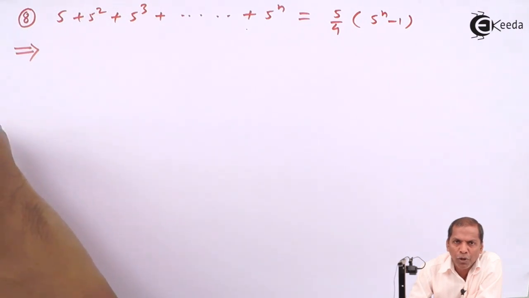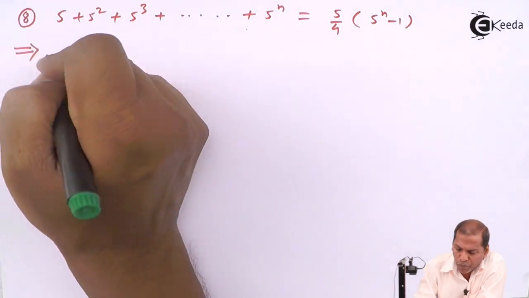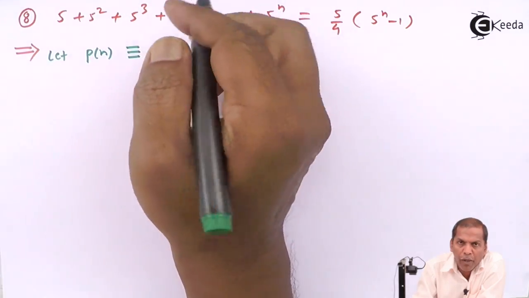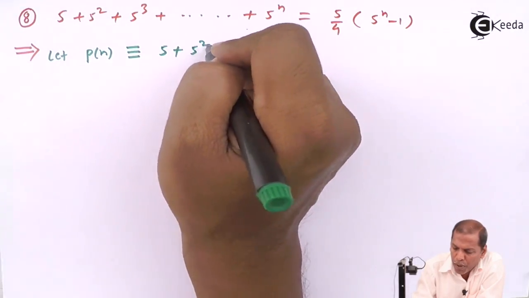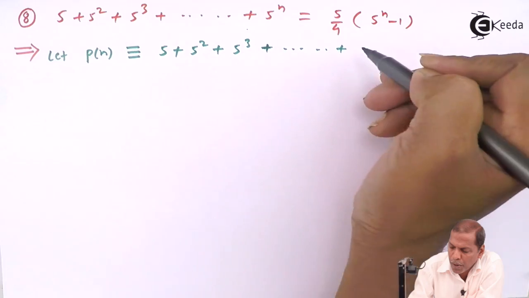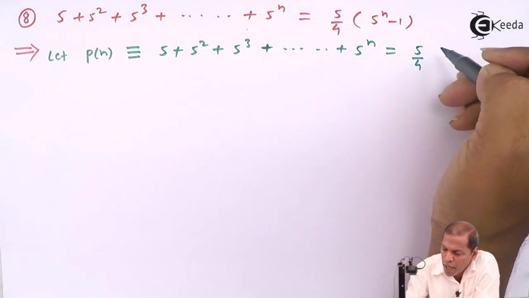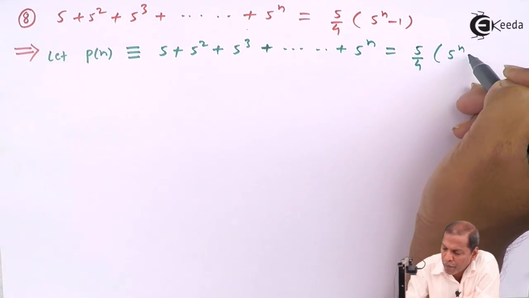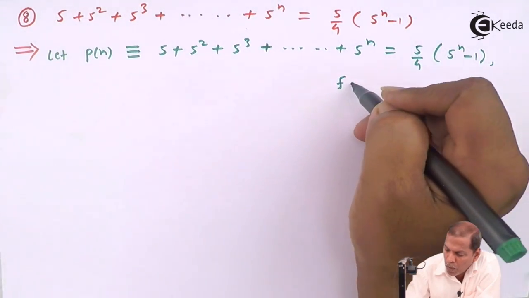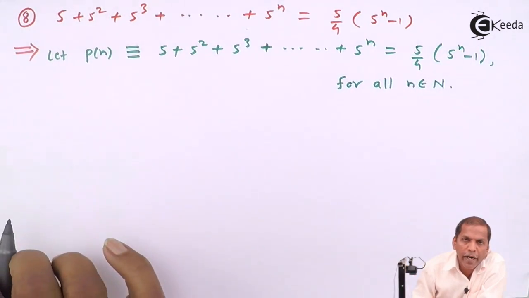Now let's see the solution. First of all, we denote this entire problem as P(n). So let P(n): 5 + 5² + 5³ + ... + 5^n = 5/4 (5^n − 1), for all n belonging to the set of natural numbers.